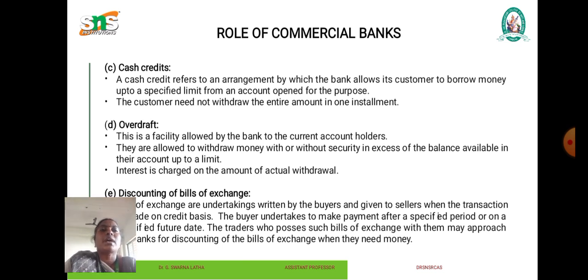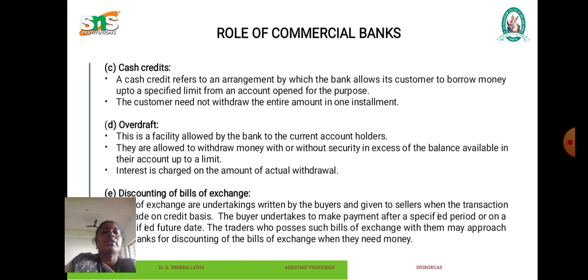Next one is overdraft. This is a facility allowed by the bank to the current account holders. They are allowed to withdraw money with or without security in excess of the balance available in their account up to a limit. Interest is charged on the amount of actual withdrawal.